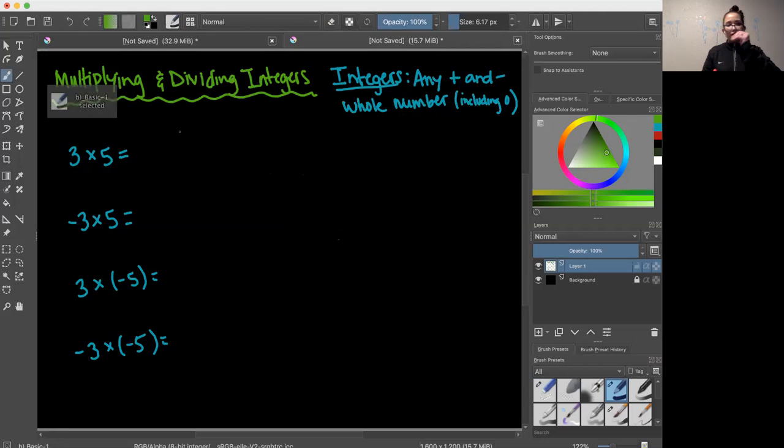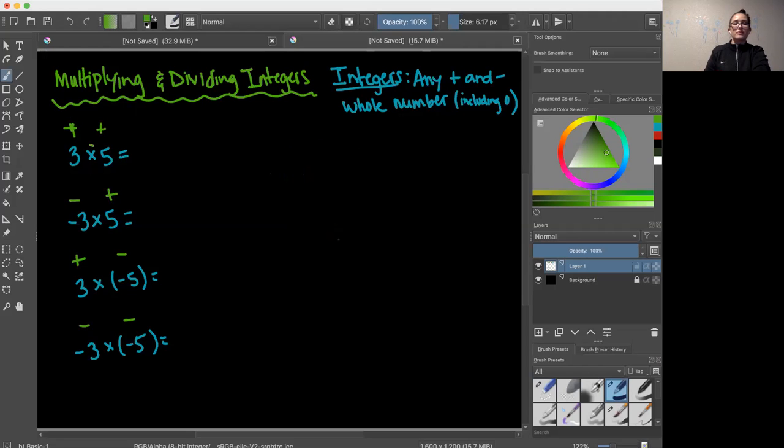So I have here a positive times a positive, and then we have a negative times a positive. We have a positive times a negative, and we have a negative times a negative. Okay, so here are the rules.